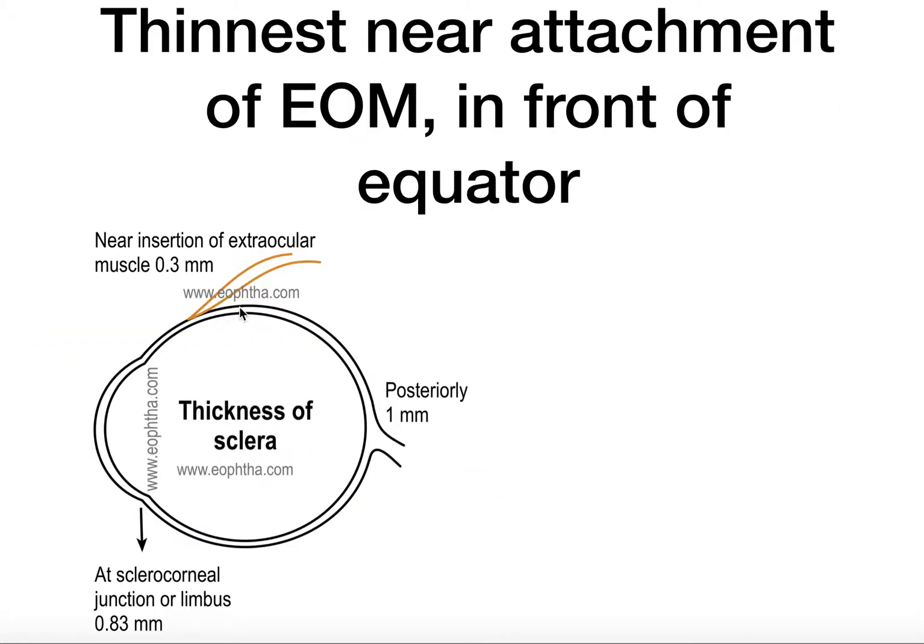Now, if this was your sclera and here is your attachment of muscles, here would be your equator. The sclera is actually thinnest right where the attachment of the extraocular muscles occurs, right in front of the equator. And then the sclera would thicken posteriorly. That's why it's 1 millimeter here, but near the front it's almost 0.3 millimeters. Then between the sclera and the cornea is the sclerocorneal junction, also known as the limbus.